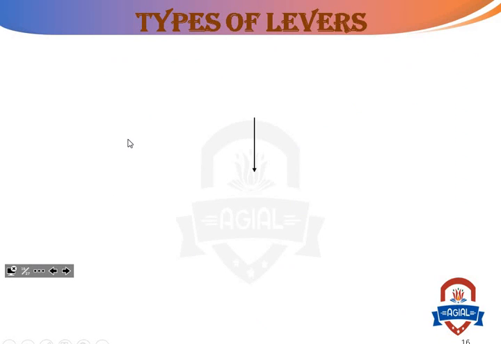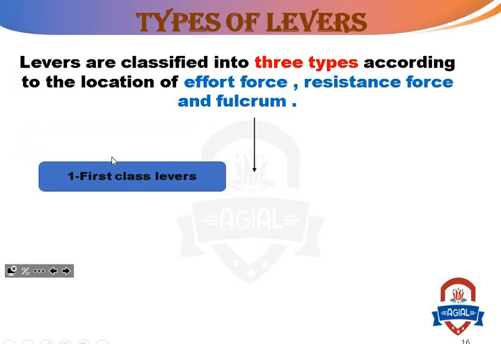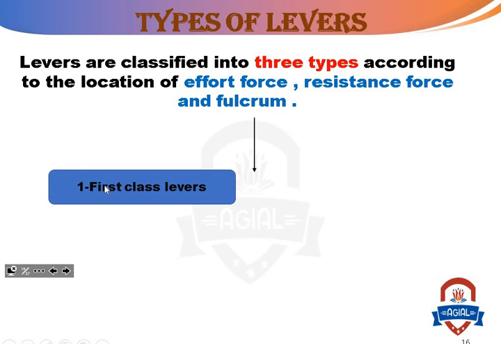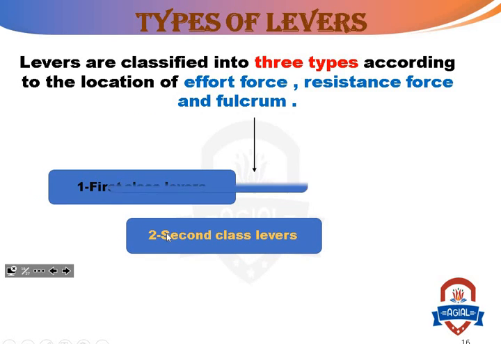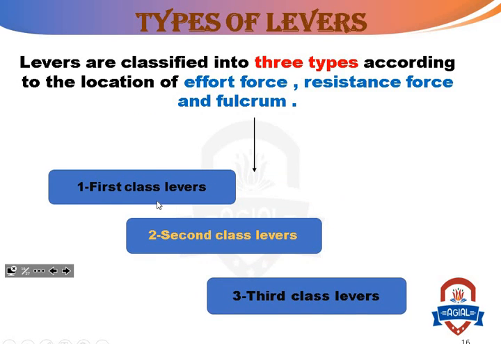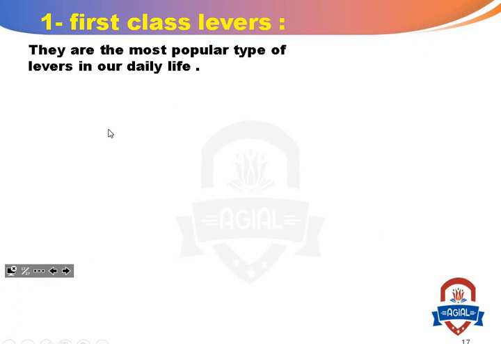Types of levers. Levers are classified into three types according to the location of effort force, resistance force, and fulcrum. There are three types of levers: first class levers, second class levers, third class levers. First class levers are the most popular and most common type of levers in our daily life.